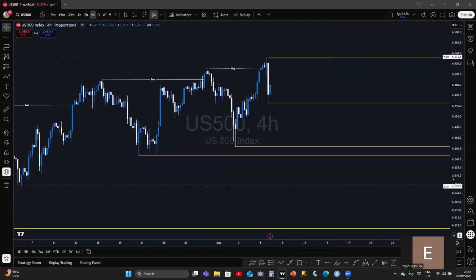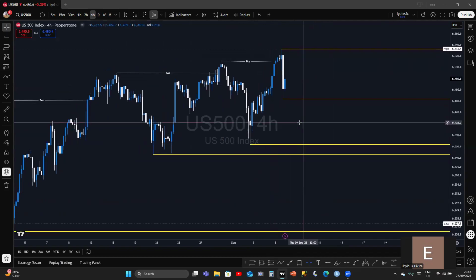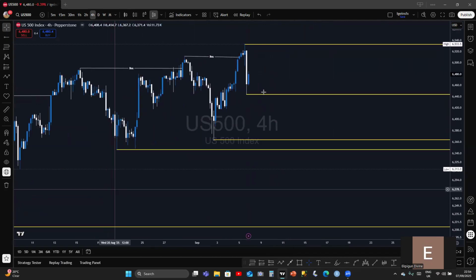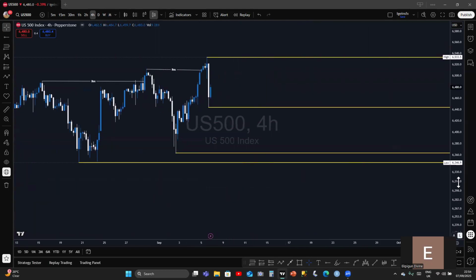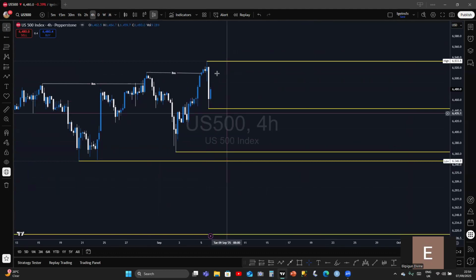Okay, maybe network. So we now have a support level, we have another support level, then we have another support level. A break of structure, and a break of structure. So now that we have marked out all these ones, we can now see that price found a support level here and it has started pushing to the upside.